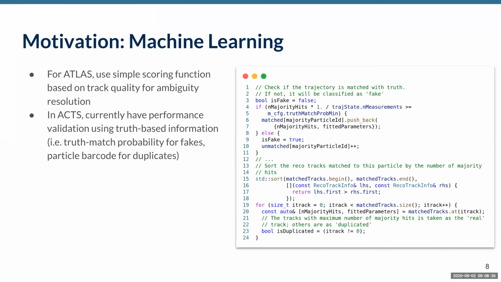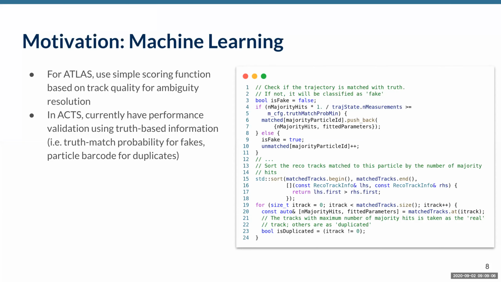So in ATLAS, the actual ambiguity resolution decision is done by scoring the track candidates using a simple function. This function is based on certain track quality features. For example, if a track candidate has a lot of hits, this is going to increase its score. If it has a lot of holes, this will decrease its score, and so on. Each of the possible track candidates gets a particular score, and the one that has the best score is picked as the best candidate from that set.